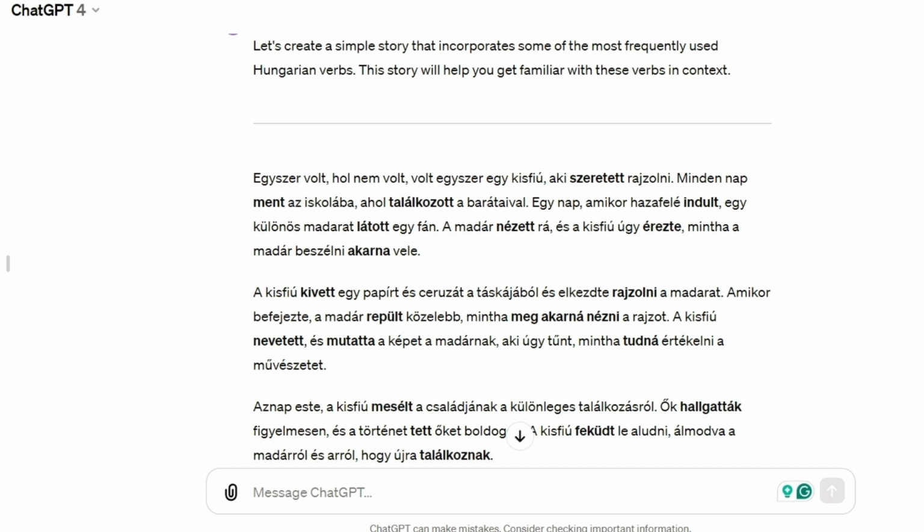"A madár nézett rá." Well, the correct expression should be "a madár ránézett" instead of "a madár nézett rá". Okay, so anyway, now let's go on.